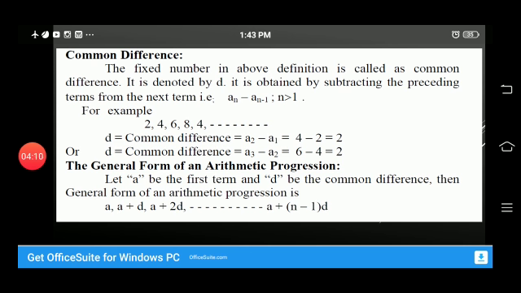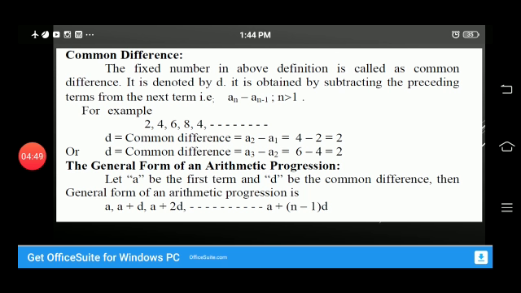Common difference. The fixed number in the above definition is called the common difference. It is denoted by D. It is obtained by subtracting the preceding term from the next term. For example, for the nth term, we obtain D by subtracting A(n-1) from AN. In this example, 4 minus 2 is 2, 6 minus 4 is 2, 8 minus 6 is 2. Then 10 minus 8 is also 2.